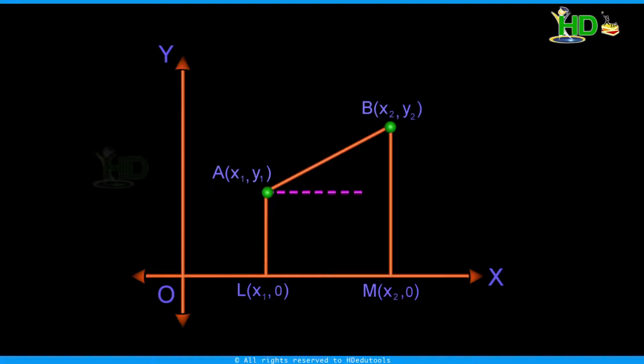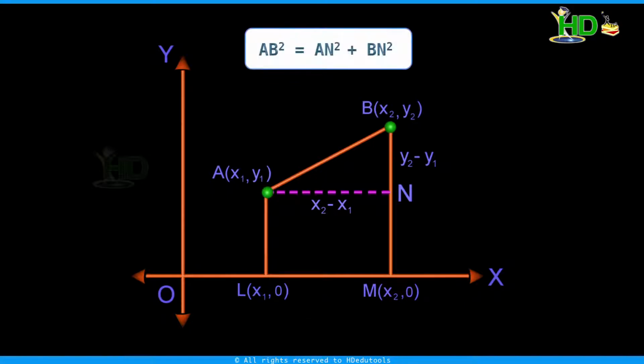Now this AN is the perpendicular drawn from A onto BM. Now if you observe this figure, ABN is a right angle triangle, and using the properties of right angle triangle, we can write AB square is equal to AN square plus BN square. What is this property? Yes, this is Pythagoras theorem for a right angle triangle.